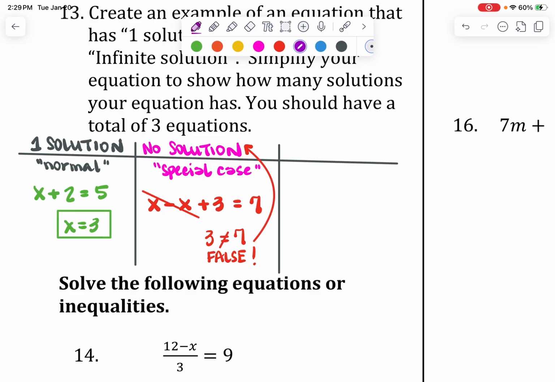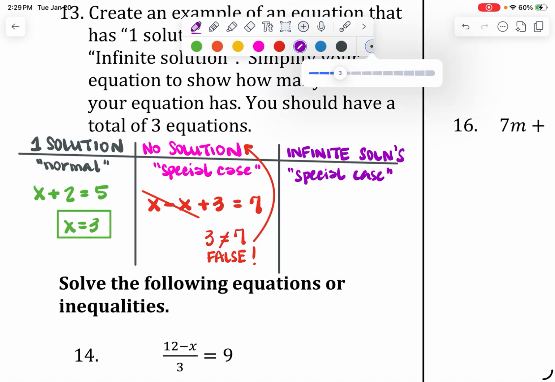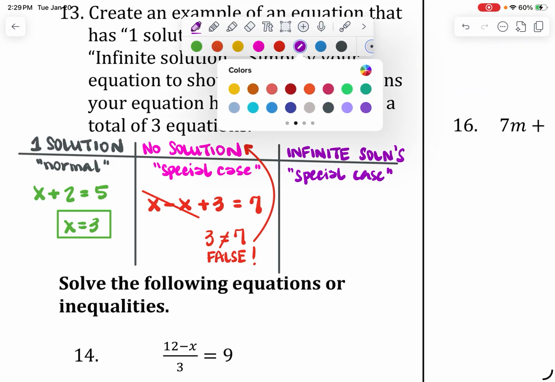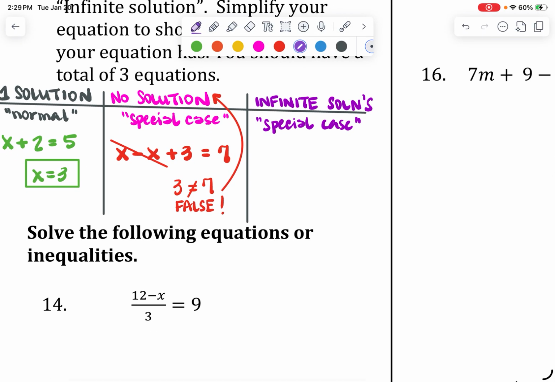All right, and then the last option when you're dealing with equations is infinite solutions. Just going to abbreviate that, which is also a special case. Okay, so let's see. What if... let me change my pen. There we go, I'll go a little lighter. All right, so let's say I did something like 2x plus 5 equals 2x plus 5.